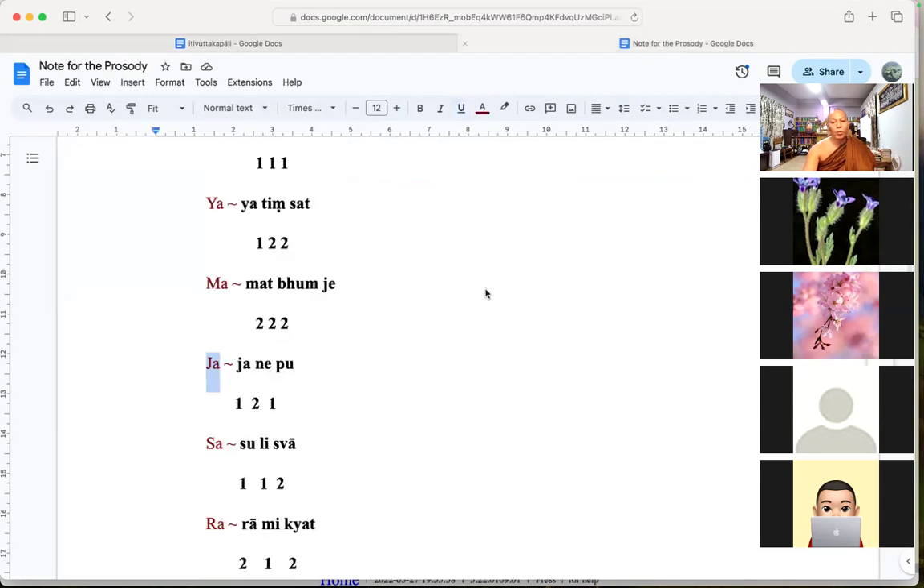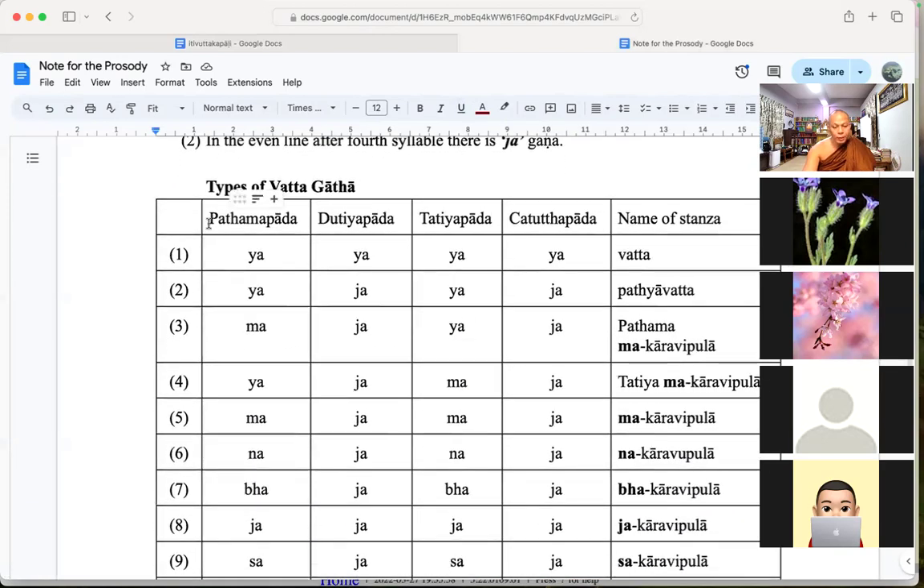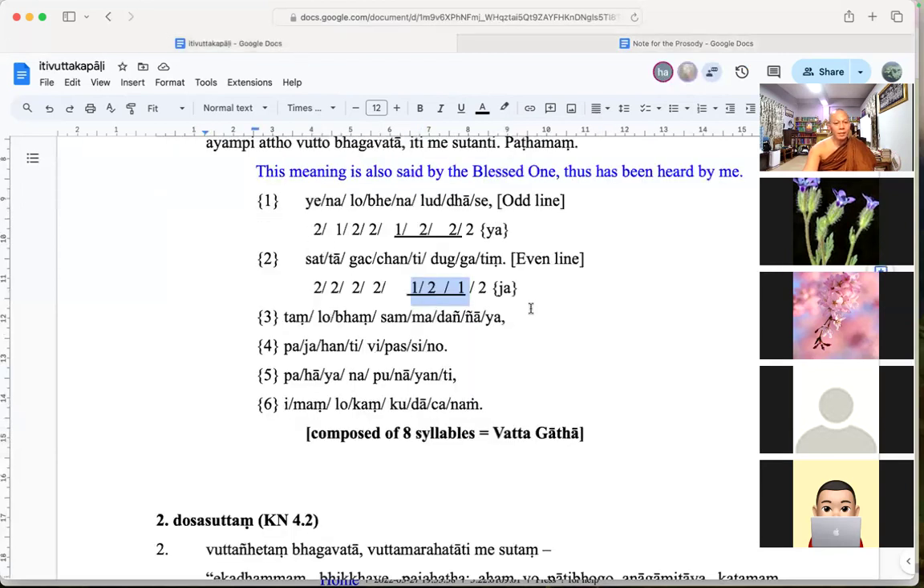So what kind of stanza? Let's see in this chart. This one is the odd line. This one is the even line. And this one also, actually I should change, to remember easily. First odd line. Maybe odd line is okay. Fourth even line. Okay. So here you see, in the first odd line we found the jagana, and in the even line we found the jagana. Maybe the first line is Bhattaya Wada, we can understand. So this one is Bhattaya Wada.